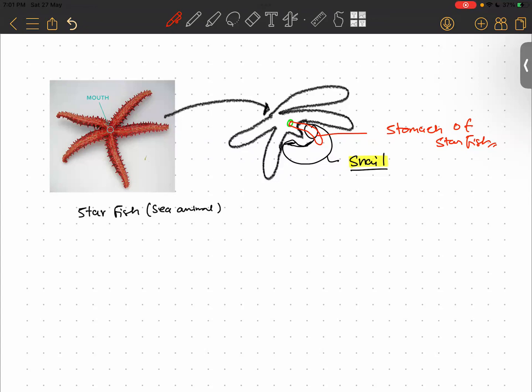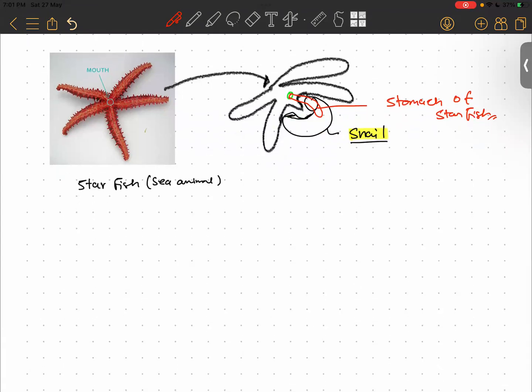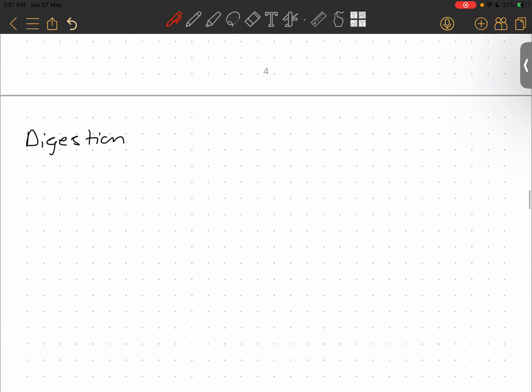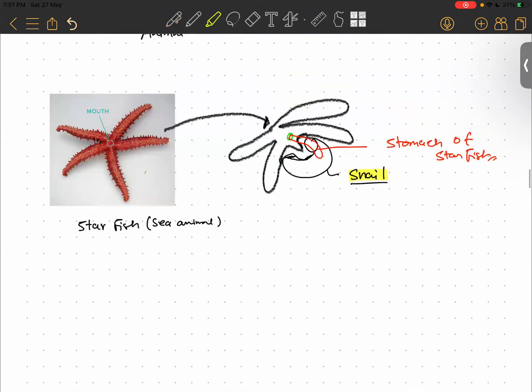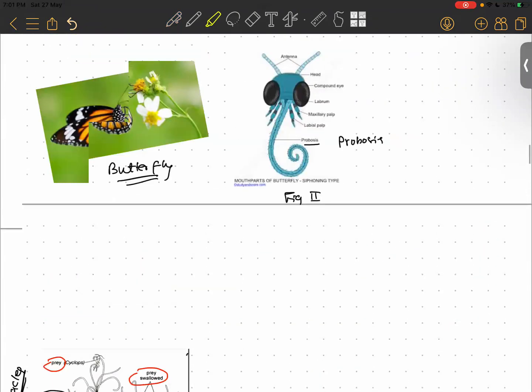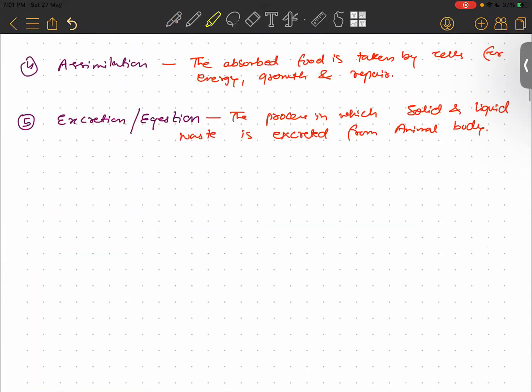So from this discussion, it is clear that there are many different methods via which animals take up their food. Now, after this comes a most important part that is called digestion. We discussed the modes of food taking in different organisms. Now let's talk about digestion. What goes on in this process? We are discussing the second step here, that is digestion.